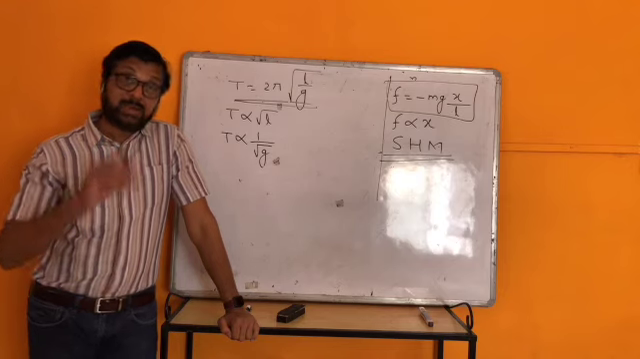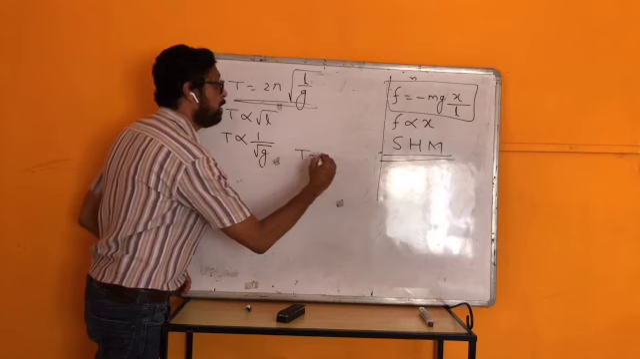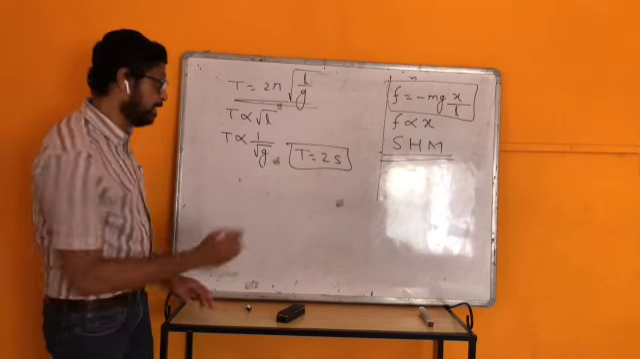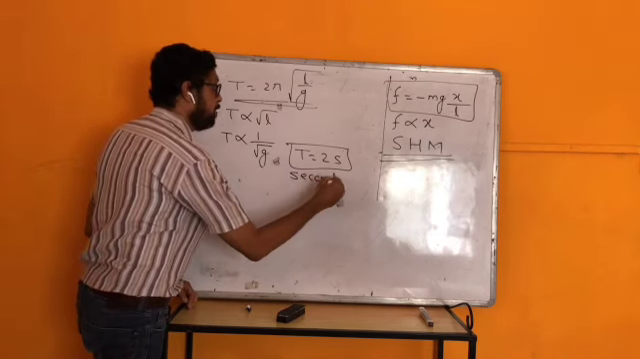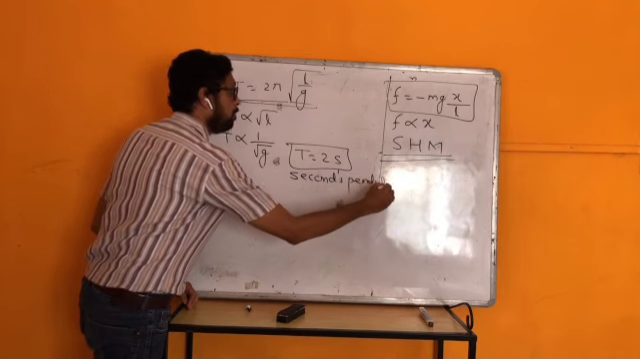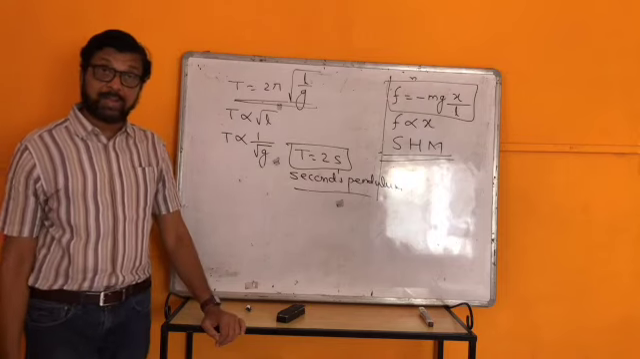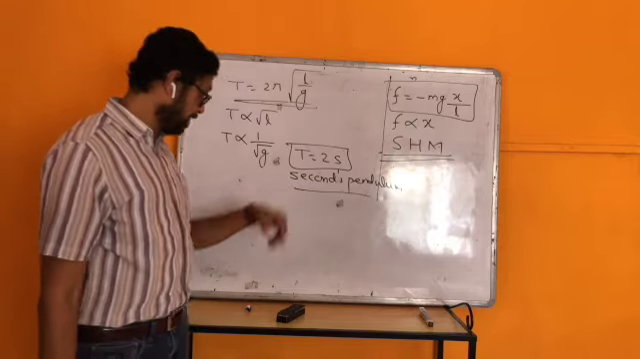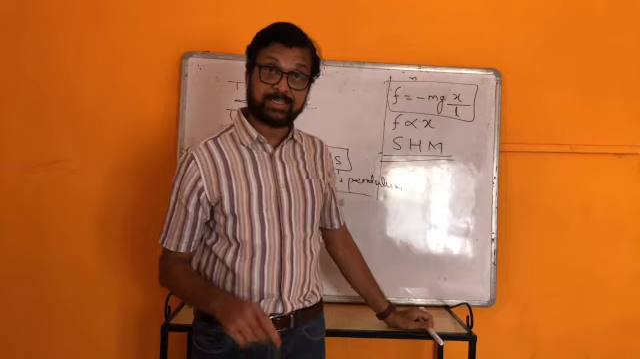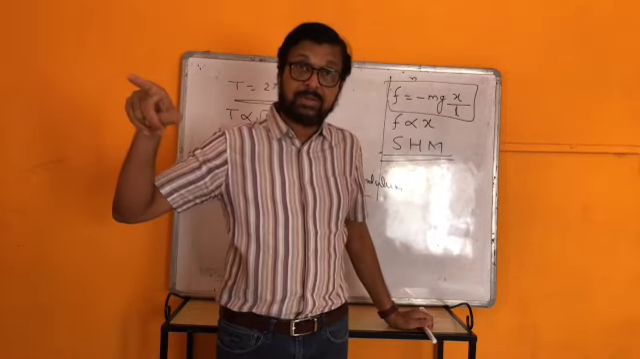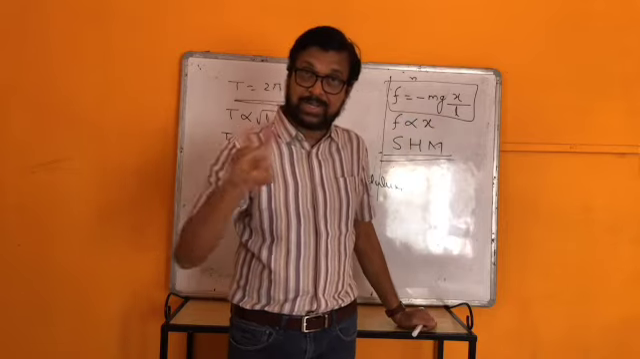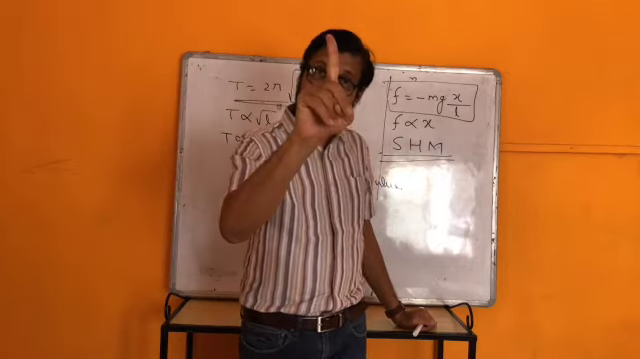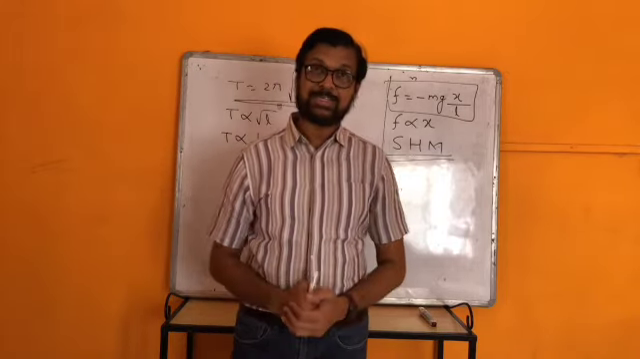And a simple pendulum whose periodic time is 2 seconds is called a seconds pendulum. Seconds pendulum means a pendulum having periodic time equal to 2 seconds. The pendulum of our clock is a seconds pendulum. Its periodic time is 2 seconds. Tick-tock, it takes 2 seconds to complete one oscillation. A tick means half an oscillation, which takes 1 second. So that is the simple pendulum.